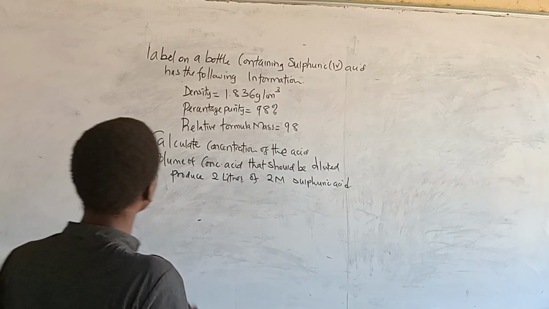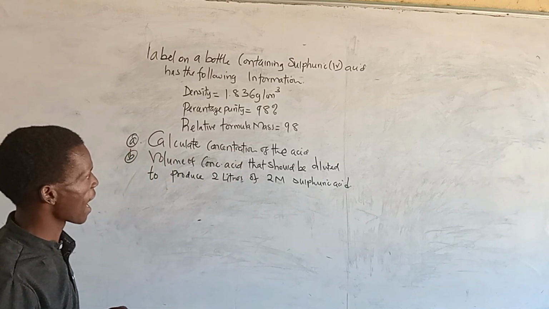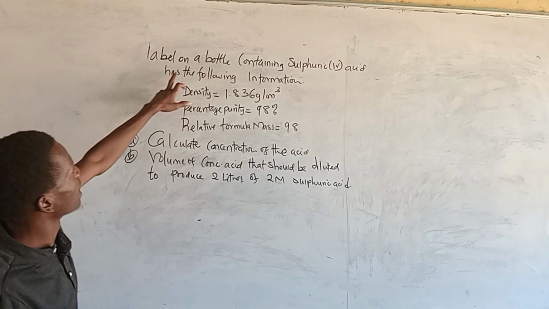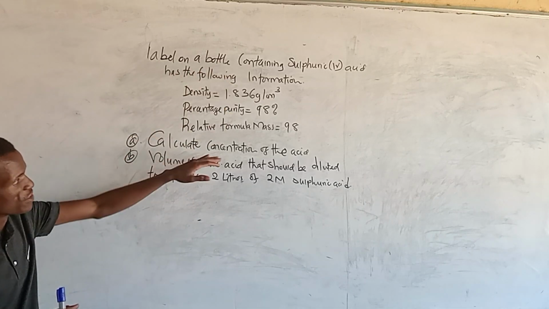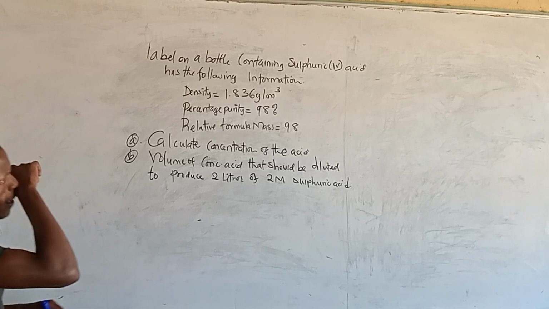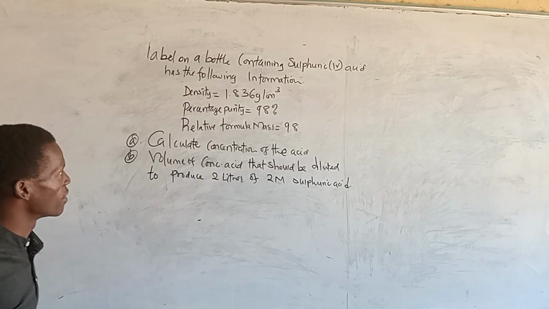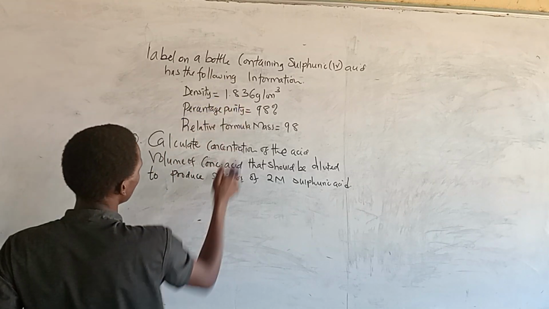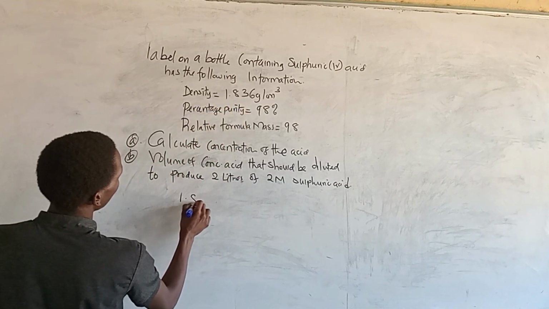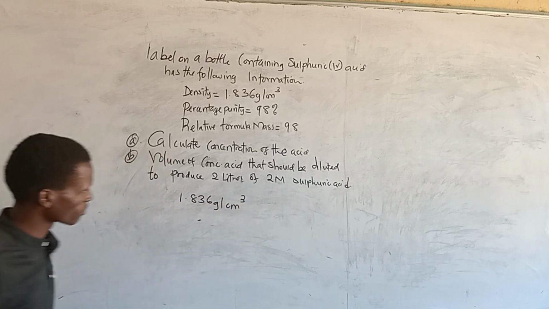Now, what I want us to do here is calculate the concentration of the acid. The acid in that bottle is the concentrated acid. We are going to start with what we are given here, the density. We have the density of the acid as 1.836 grams per centimeter cubed.